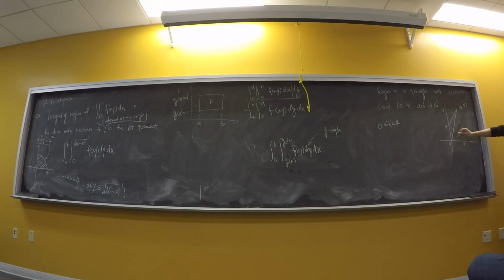The lower function is given by this piece of straight line, and the upper function is given by this piece of straight line. So I need to find the equation for each of these straight lines. In other words, the only thing I need to do is figure out the equation of the straight line linking together (0, 0) and (4, 8).